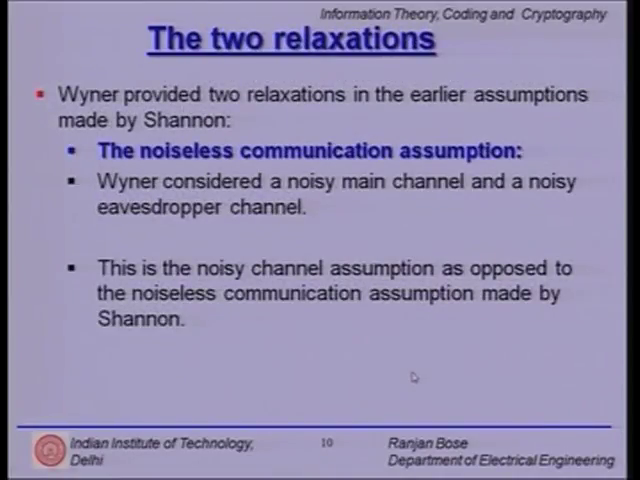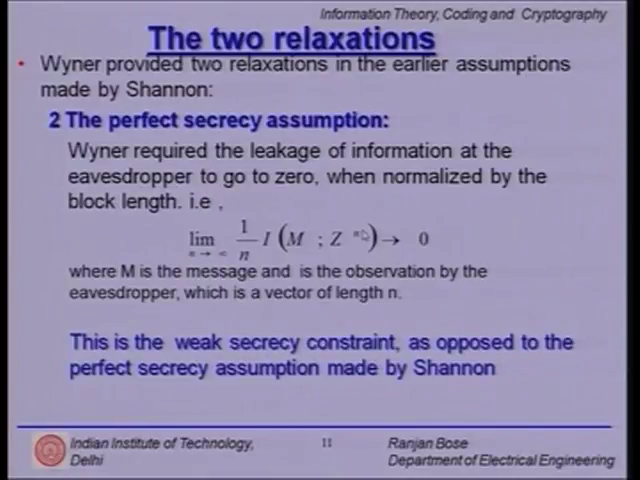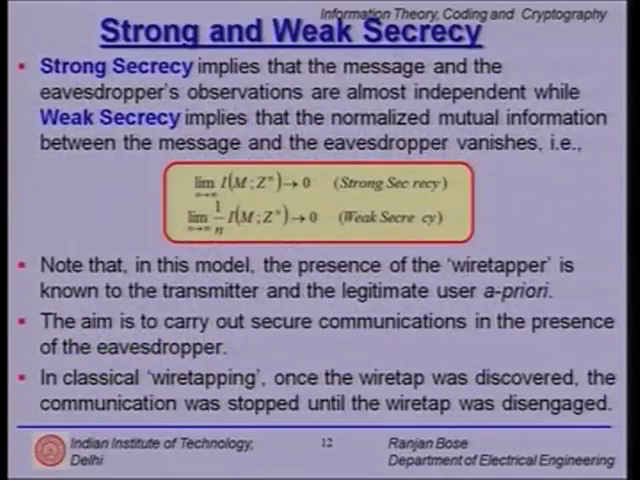So, the two relaxations made by Wyner are the noiseless communication assumption, where Wyner assumed that a noisy main channel and a noisy eavesdropper channel are present in the system, and the second is the relaxation of the perfect secrecy condition, wherein he said that the normalized leakage of information, I(M;Z^n) normalized by the block length n, should tend to 0 as n tends to infinity. Here n is the block length, M is the message, and Z^n is the observation of the eavesdropper. This is the weak secrecy constraint as opposed to the perfect secrecy assumption made by Shannon.